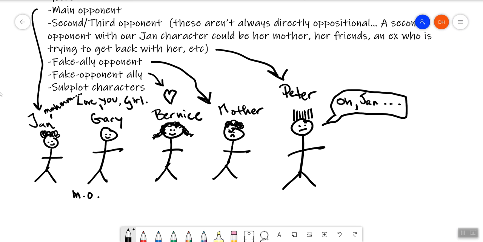Now, a fake ally opponent, for example, I want to show you how this works. Okay. A fake ally opponent might be a character, I just call her Bernice, who maybe has a crush on Jan. So she's friendly to Jan and pretends like, oh, blah, blah, blah. But her motivations are to try to ruin her relationship with Gary. So she's a fake ally opponent. Okay? Fake opponent ally, right?